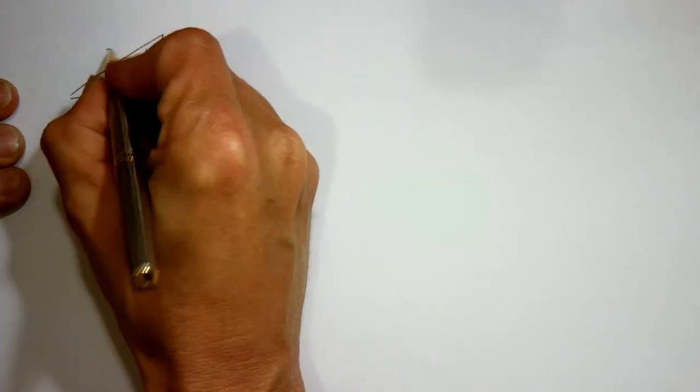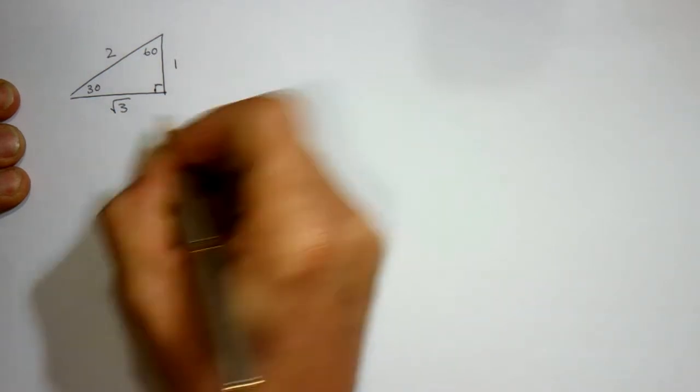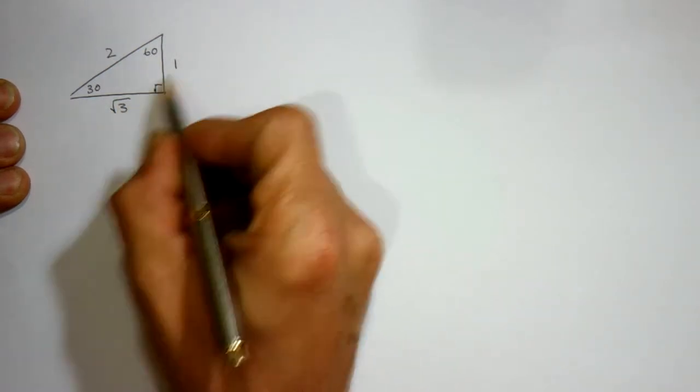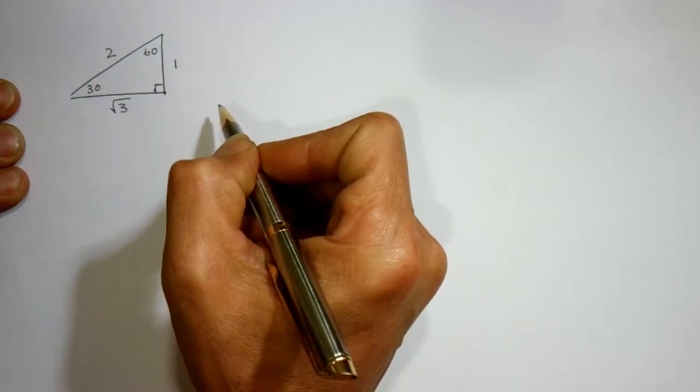And the sides have got a 1, a 2 and a root 3 in it. This side has got to be root 3, so Pythag works. Square this one, we get 3. Square this one, we get 1. Add them up, we get 4, and 2 squared is 4.